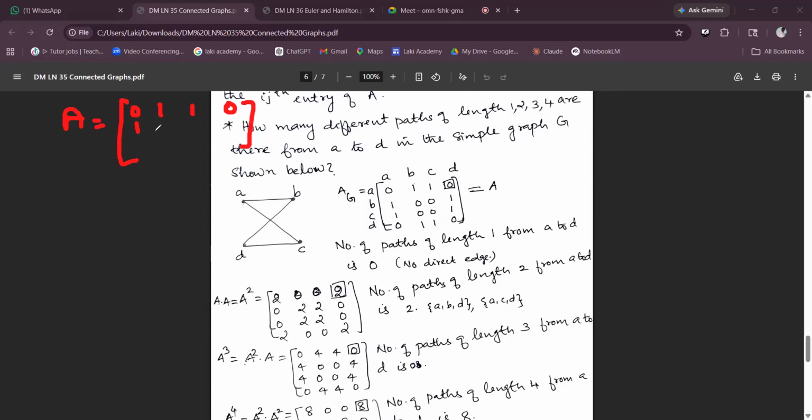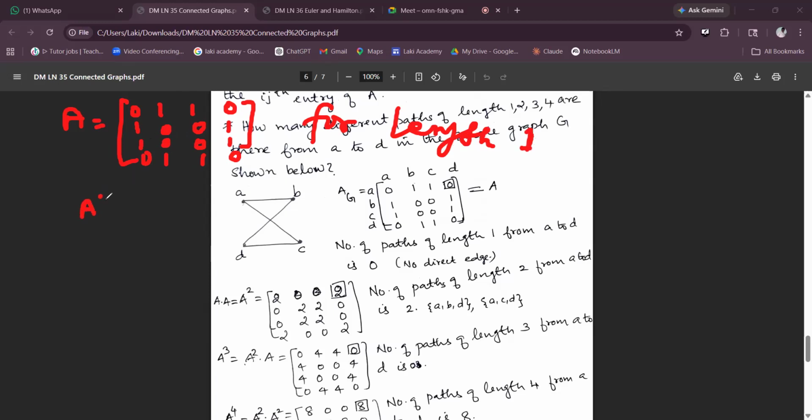B to A, this is symmetric. B to B is 0. B to C is not connected. B to D is connected in one step. C to C, there is no loop. C to D is connected. D to D is not connected. That is for length 1.